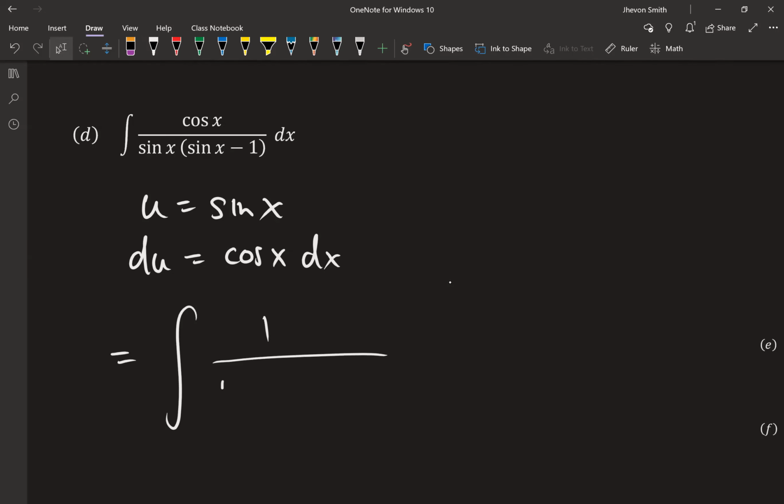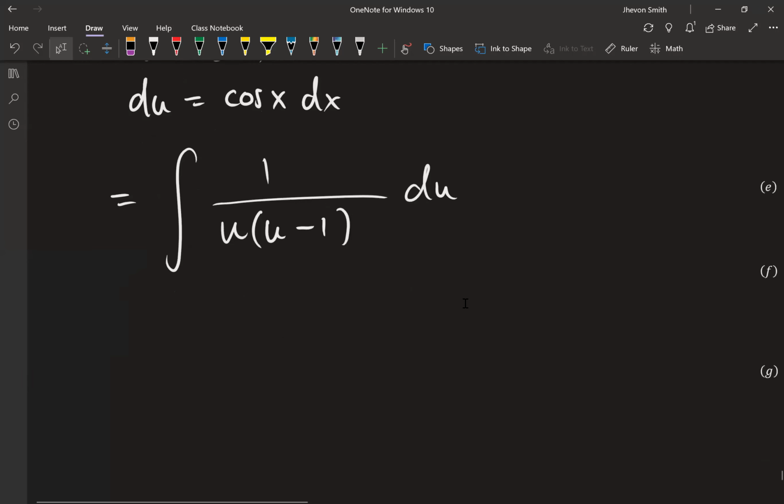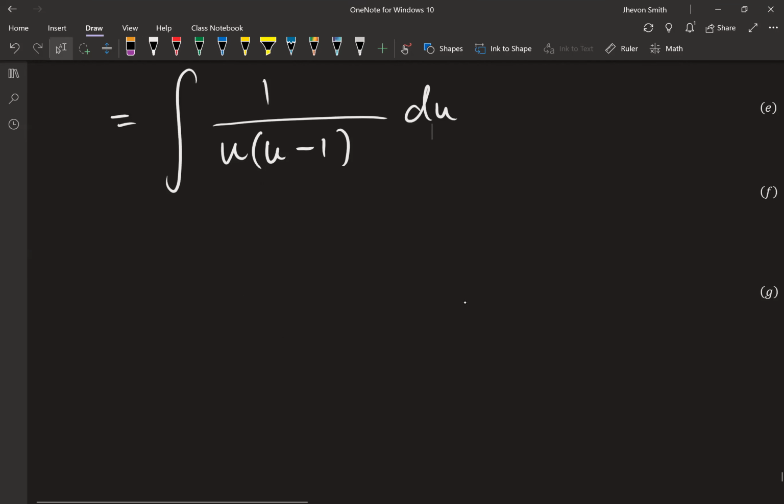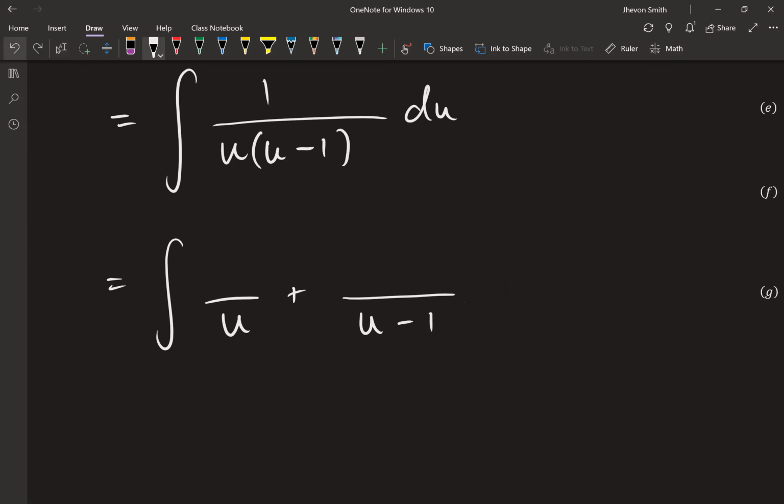And so your integral would actually just become 1 over u times u minus 1 du. So this is a rational function here. That's what I would actually want to use partial fractions on. And so at this point, I break it up into something over u plus something over u minus 1, or maybe the other way around. Sometimes it's nicer to put the smaller one first, so something over u minus 1 plus something over u du. But if you put it the other way around, that's fine.